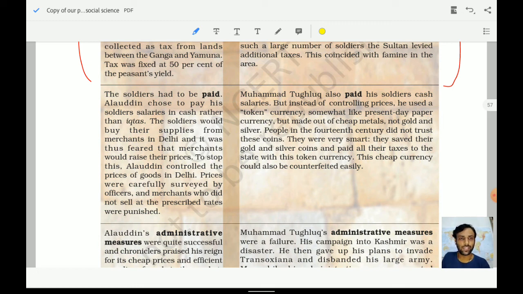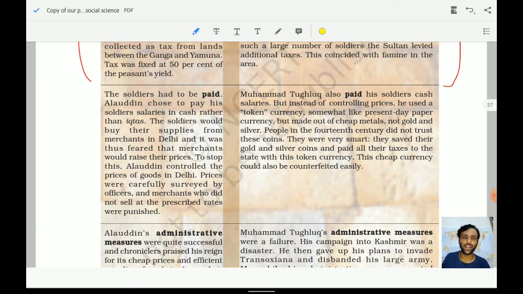Somewhat like the present day paper currency, but made of cheap metals, not gold and silver. People in the 14th century did not trust these coins because the understanding of token currency was not there in the Indian subcontinent or among the masses. Hence, it was a failure.